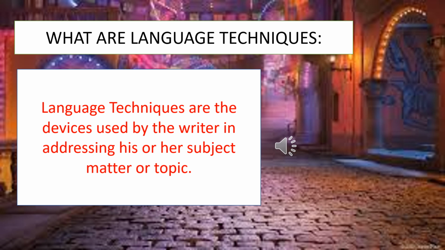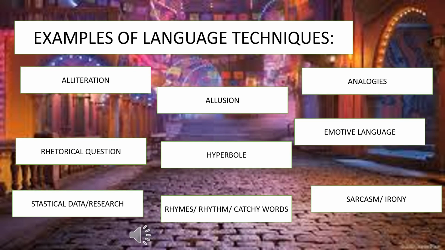Language techniques. Now, language techniques are the devices used by the writer in addressing his or her subject matter or topic. Some examples of language techniques: alliteration, allusion, analogies, rhetorical question, hyperbole, emotive language, statistical data or research, rhymes and rhythm, catchy words and phrases, sarcasm, irony, paradox, repetition, and there are many, many more.